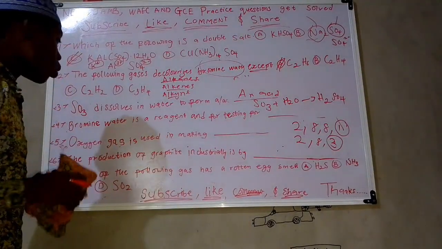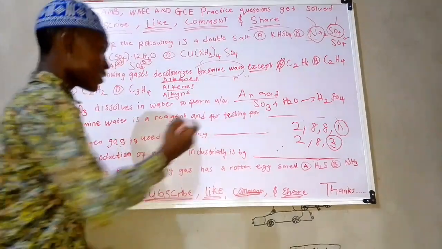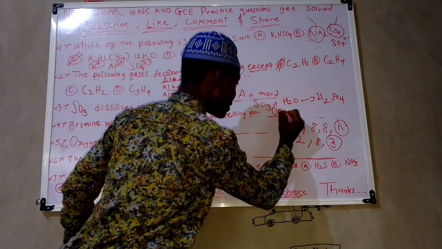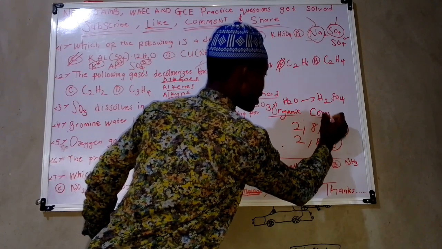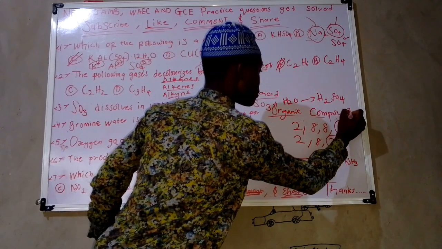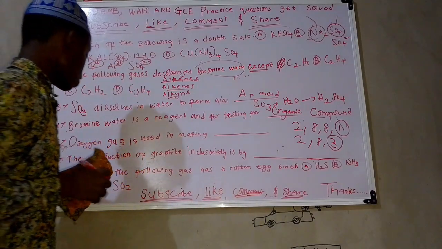Now bromine water is a reagent used for testing for organic compounds. Okay, that should be noted. Moving on to the next practice question.